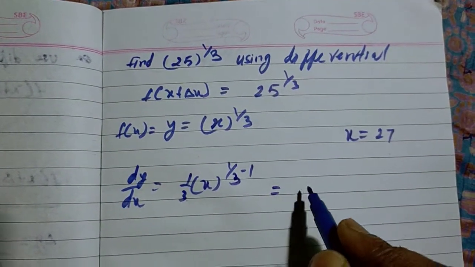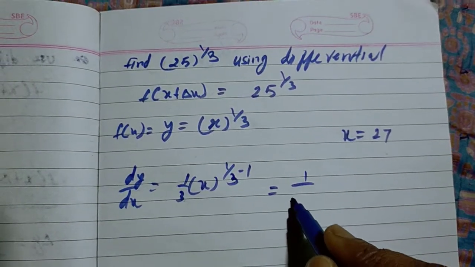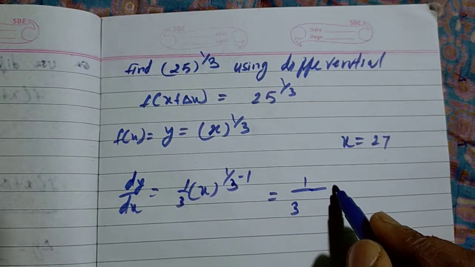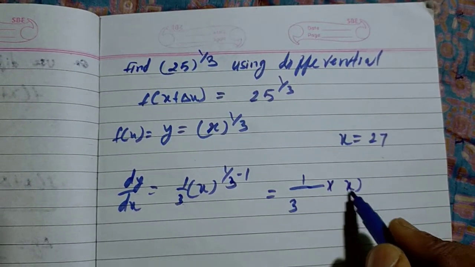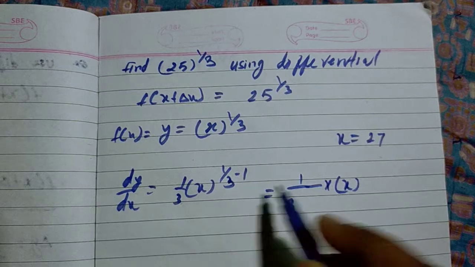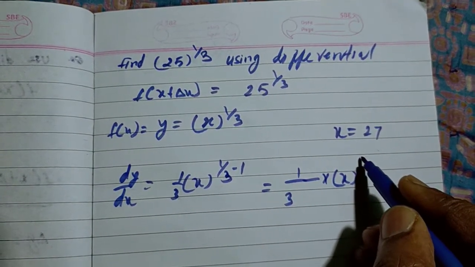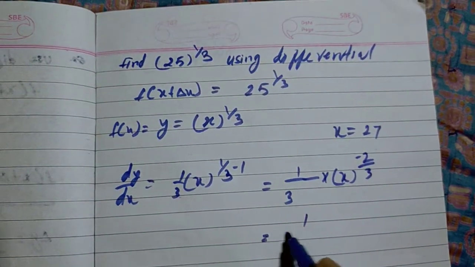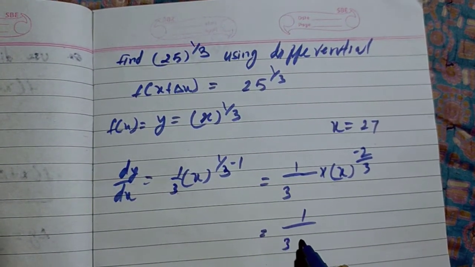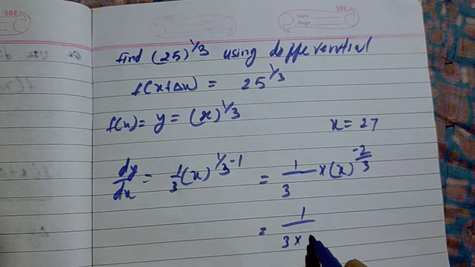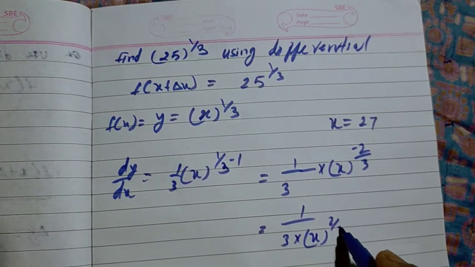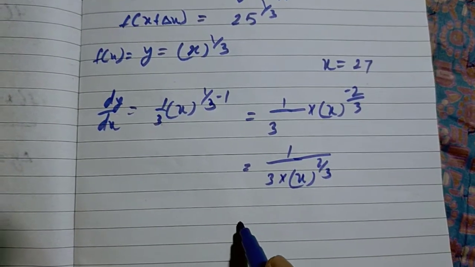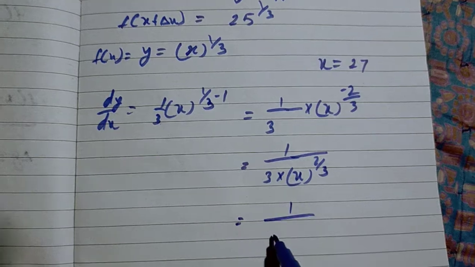So it is equal to 1 by 3 into x to the power 1 by 3 minus 1, which is equal to minus 2 by 3. It is equal to 1 by 3 into x to the power 2 by 3. See here. So this is equal to 3.